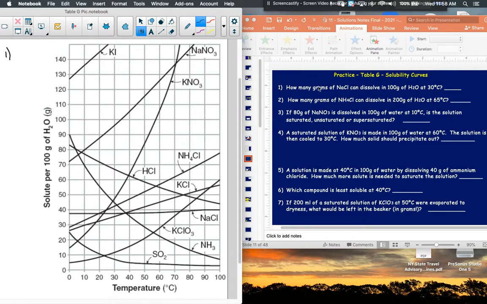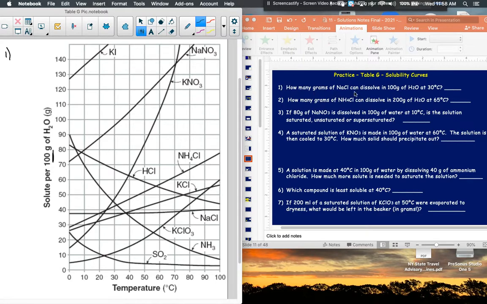All right, so if you take a look at the first question, it says, how many grams of sodium chloride can dissolve in 100 grams of water at 30 Celsius? What we want to make sure to do is define how much water we're dealing with. And since that matches the graph here, we can read it directly off the graph and we get our answer.